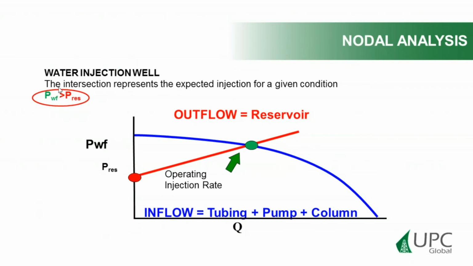Also, you have to pay attention that in the injection well, the bottom hole fluid pressure is greater than the reservoir pressure. In production wells, the bottom hole fluid pressure is lower than the reservoir pressure. And here we can see that this red line, an outflow straight line, is the reservoir, and the inflow is the tubing plus the pump plus the column. So the depth and the diameter of the tubing are included in this case.